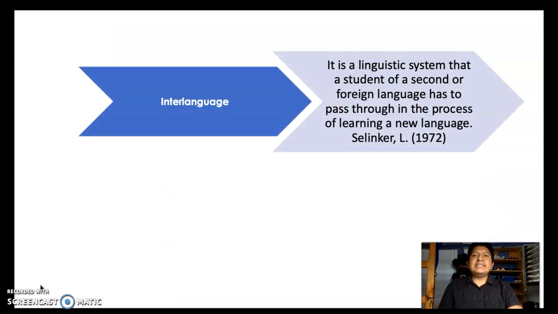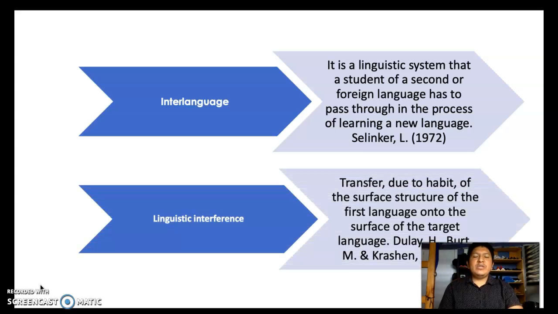For interlanguage, Selinker said that it is a linguistic system that a student of a second or foreign language has to pass through in the process of learning a new language. And last, for the definition of linguistic interference, Dulay and Krashen mention that it is the transfer, due to habit, of the surface structure of the first language onto the surface of the target language.